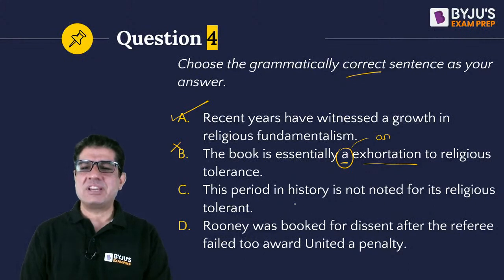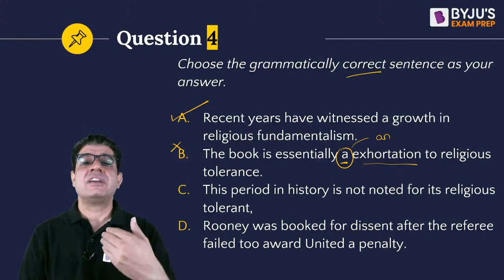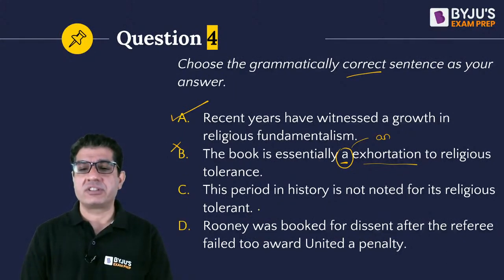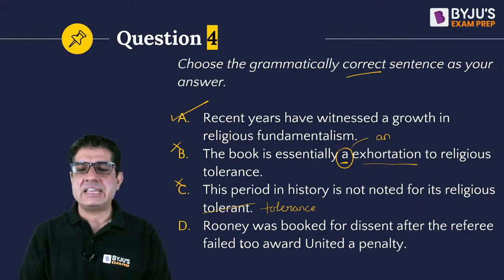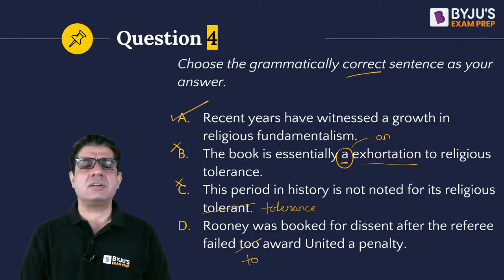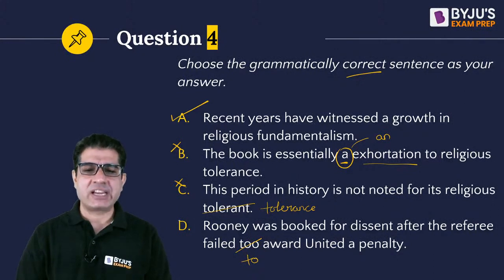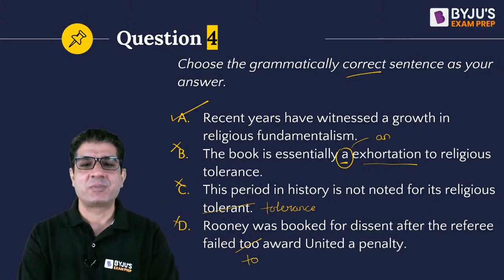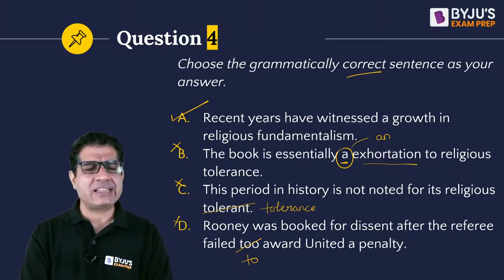Okay. See, this period in history is not noted for its religious tolerant. Religious is an adjective. It is supposed to have a noun after it. So instead of tolerant, let's write tolerance. So C is also grammatically incorrect. And D, instead of too, we just needed to: to avoid a penalty. So that is why D is also eliminated, and thus we are left with A as our answer. So I thought B and C were easy.